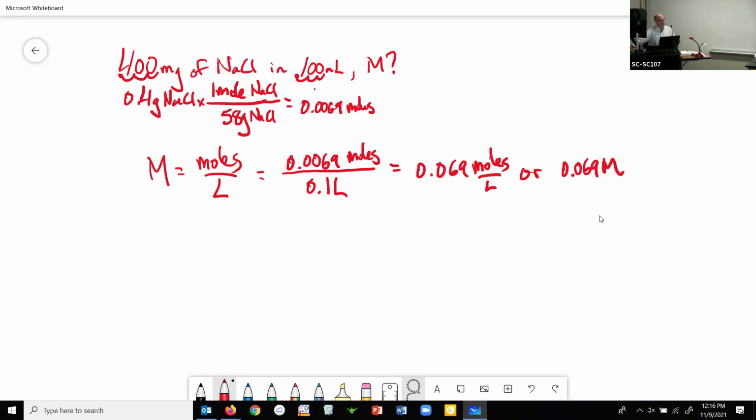Again, one substance. We're not trying to use a chemical equation to get to some other substance. We're just doing one substance at a time.